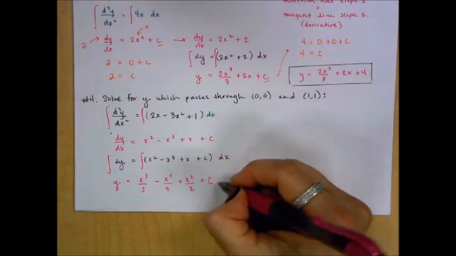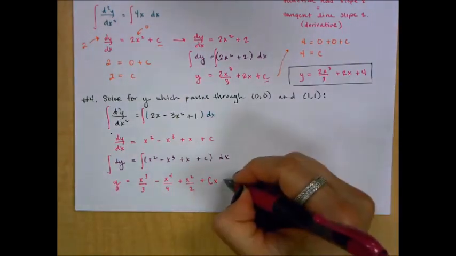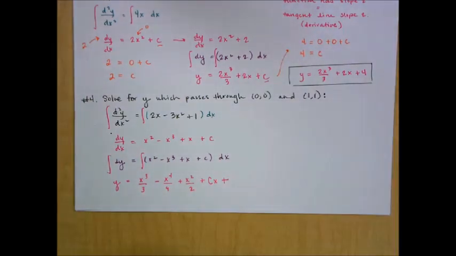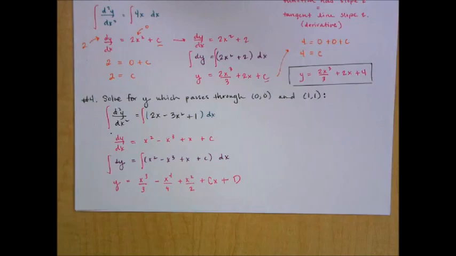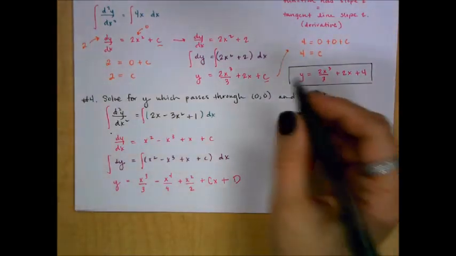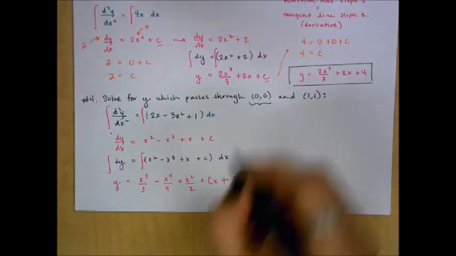But then I get another constant. I get the constant for my original function. I don't want to call it c because I'm already using c for a different constant. So maybe I'll just call it d. So this is my new constant, or the constant of my original function, where c is the constant of my derivative. So I have to find both values, and all I have are these 2 points. So the first point we're going to use is (0, 0), because 0 is always so nice to get rid of stuff. So I'm going to use this one first and plug it in here.